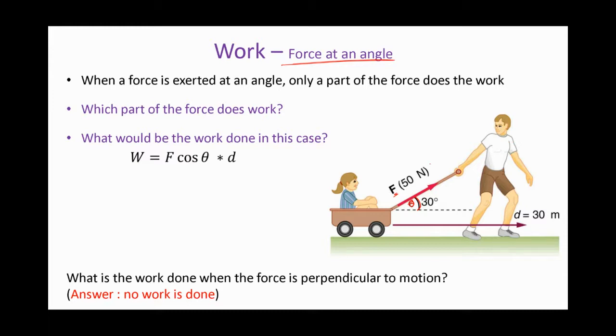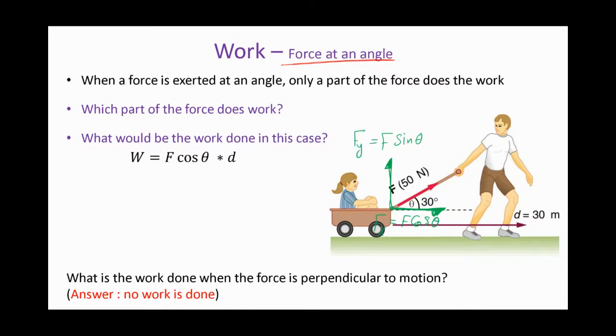We cannot say that his total force does the work, but only one part of the force did the work. What is it? The force can be resolved into two parts. We can resolve his force into two components: F cosine theta and F times sine theta. We can consider them the horizontal one, Fx, and the vertical one, Fy.